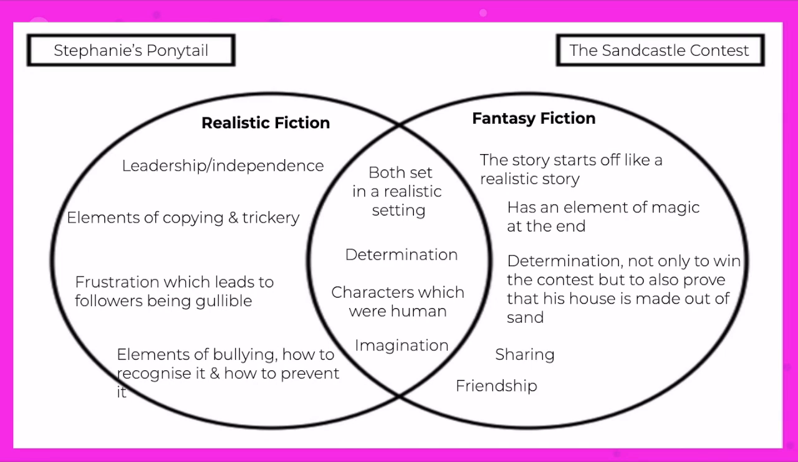So let's go back to the left-hand side of the Venn diagram, to Stephanie's Ponytail. And we can see the first point talks about leadership and independence.